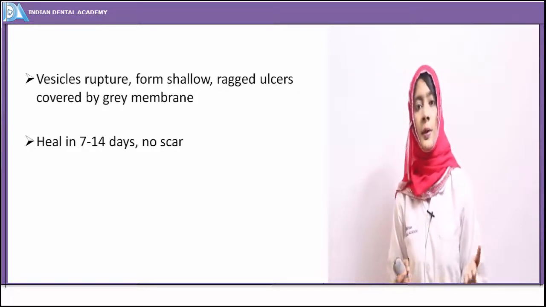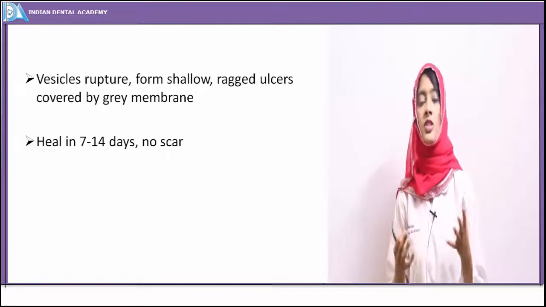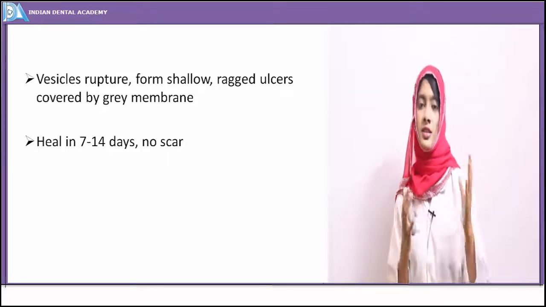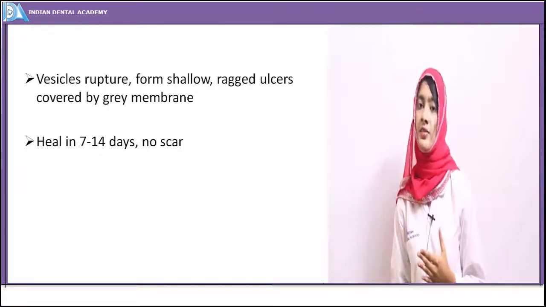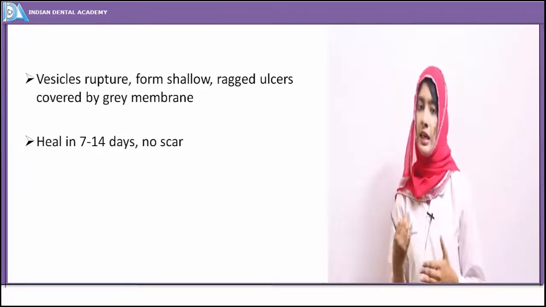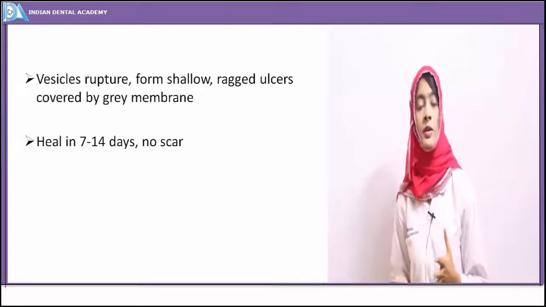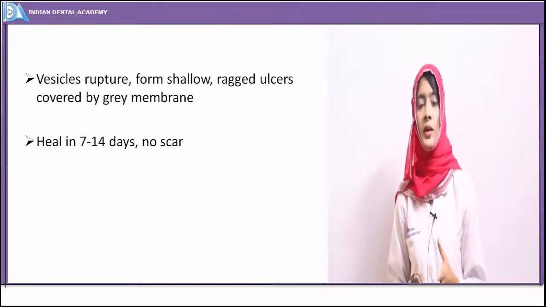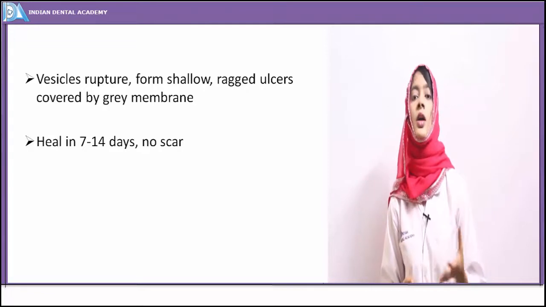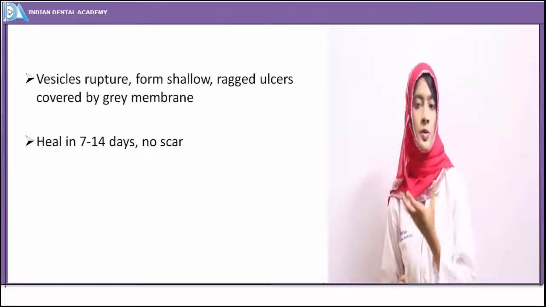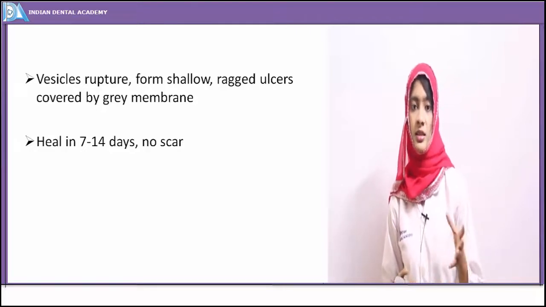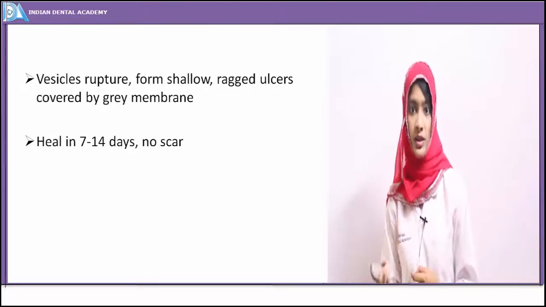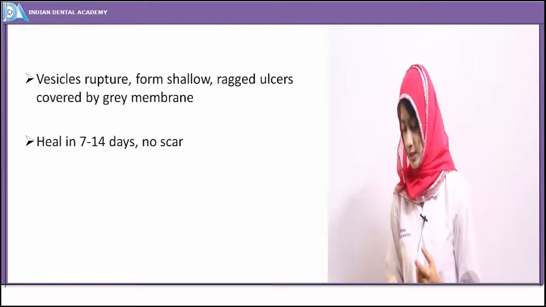So the herpes simplex infection of the gingiva manifests as vesicles which rupture on their own and leave no scar, and healing occurs by itself. So the treatment for this herpetic stomatitis is symptomatic treatment, or symptomatic relief may be given, and antiviral drugs help to significantly control the spread of the virus.